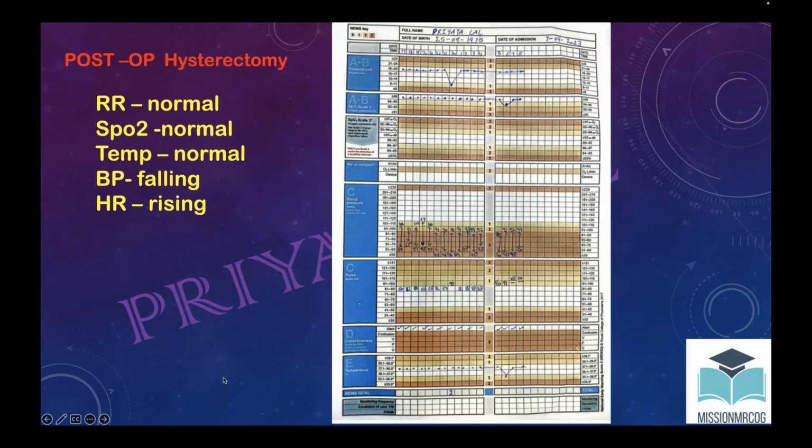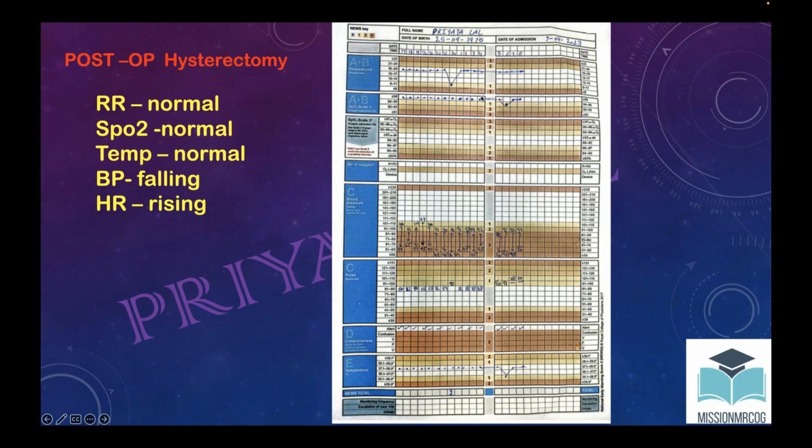Now you can see, this is the patient, a post operative hysterectomy patient. Now you can see respiration is going fine, only one dip is there. So one yellow is fine. Now SpO2 is almost fine, it is always white, no problem.